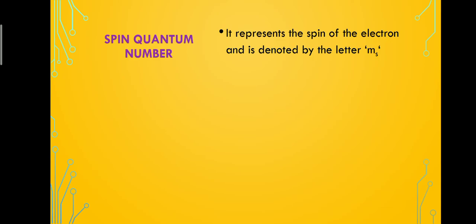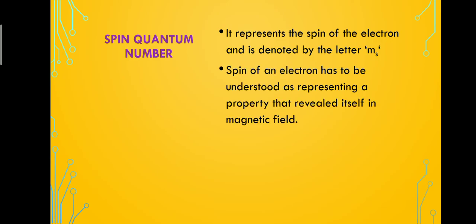The next quantum number is the spin quantum number, denoted by the letter ms. Usually we consider that the electron revolves around the nucleus as well as spins around itself. It has its own spin, and it can be either clockwise or anti-clockwise. It was a consideration in classical quantum physics, but this visualization is not true.